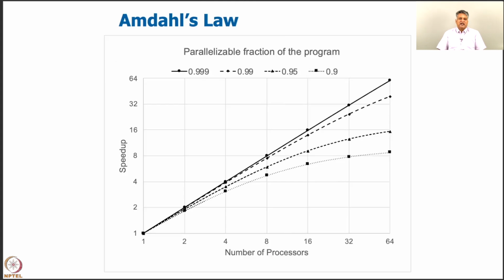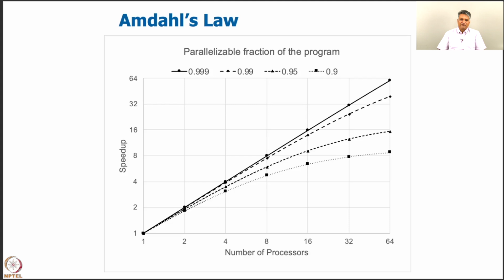You can see that if our program is 90% parallelizable, the maximum speed up that we can obtain is only about 10. If our parallelizable fraction is 0.999, the maximum speed up that I can obtain is only about 1000.